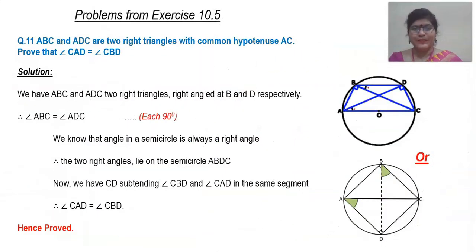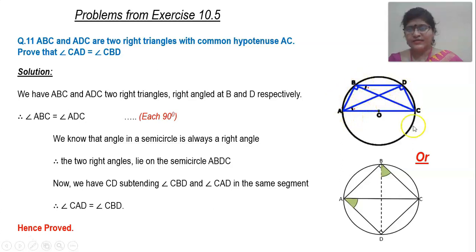Question number 11 from 10.5. ABC and ADC are two right angle triangles with common hypotenuse AC. And you have to prove these two angles are congruent. So I have taken angle ABC, which is a right angle, and angle ADC, a right angle.